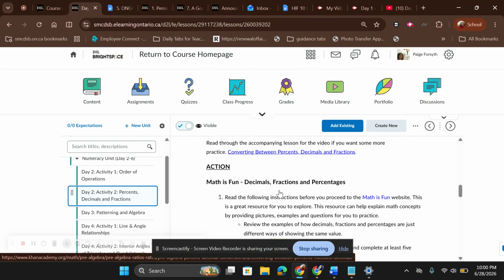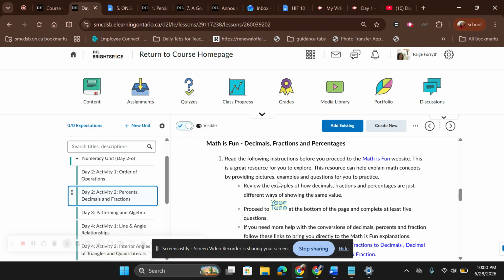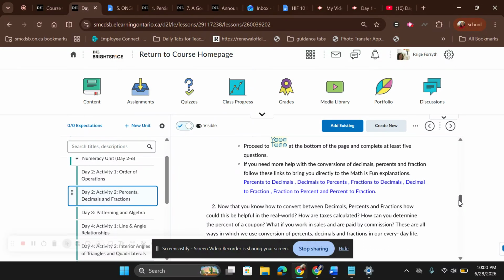practice. Okay, for the action part of the lesson, you're going to go to the website Math is Fun. You're going to review how decimals, fractions, and percentages are different ways of showing the same value. You're going to go to the quiz at the bottom of the page and complete at least 5 questions. And then if you need more help, you can go to these explanations on Math is Fun. Okay? If you don't need any help, you can go straight on down to number 2.